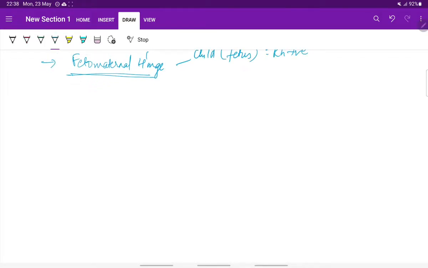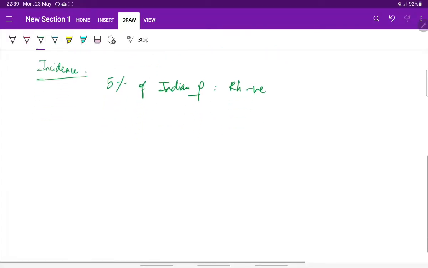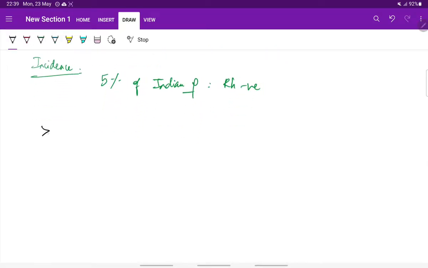Coming to the incidence, almost about 5% of Indian women are Rh negative. And now, let's see about the factors influencing Rh isoimmunization.